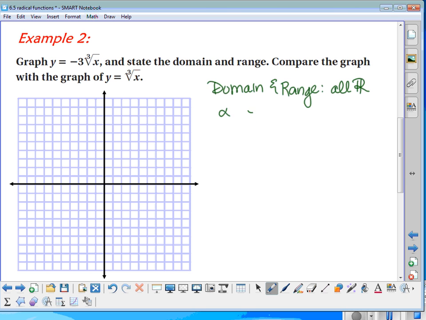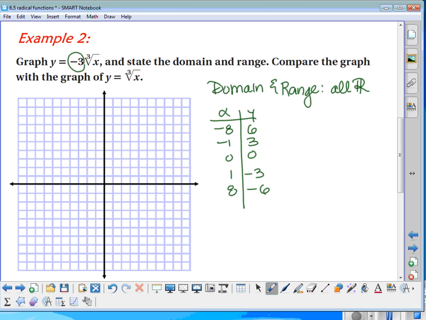So again, for my table, I chose perfect cubes, -8, -1, 0, 1, and 8. All right, so now I have the cube root of -8, which is, what's the cube root of -8? -2, but I've got to multiply it by -3. So -2 times -3 is +6. And then the cube root of -1 is -1. -1 times -3 is +3. And then we get 0, -3, and -6.